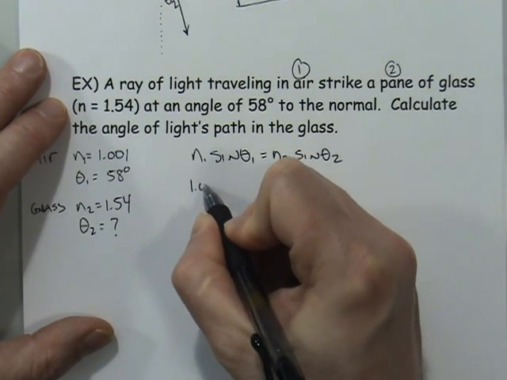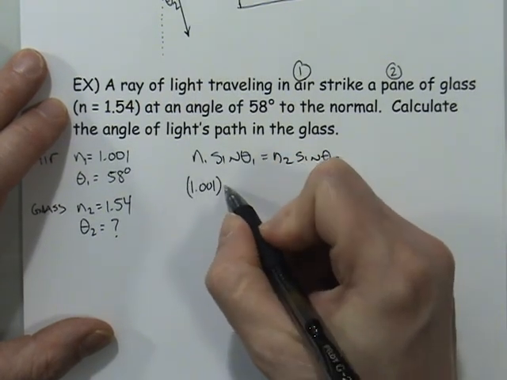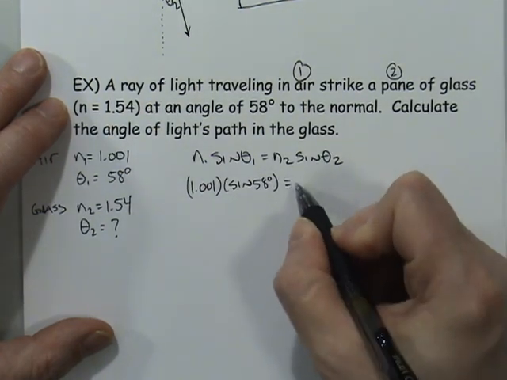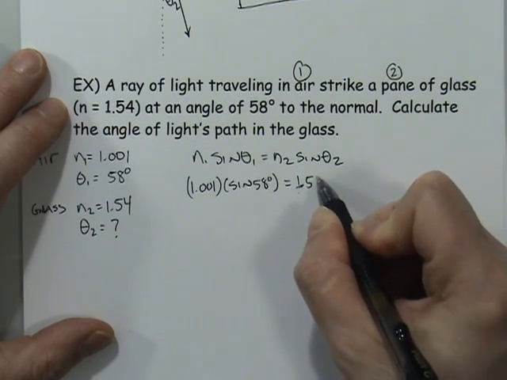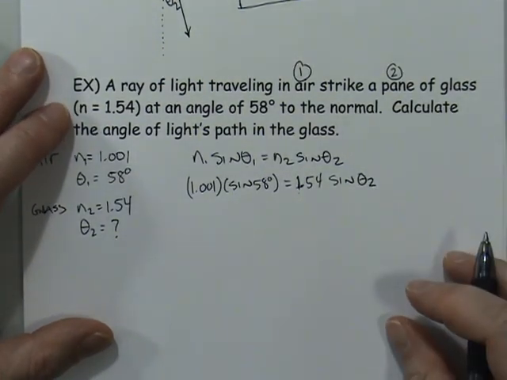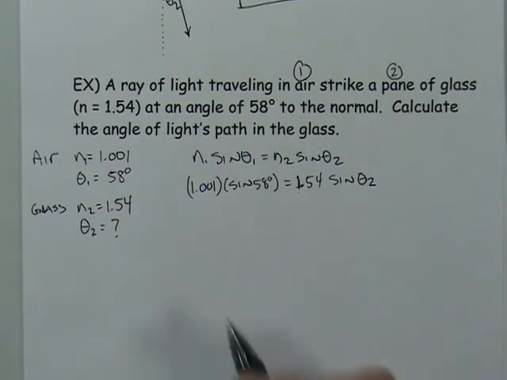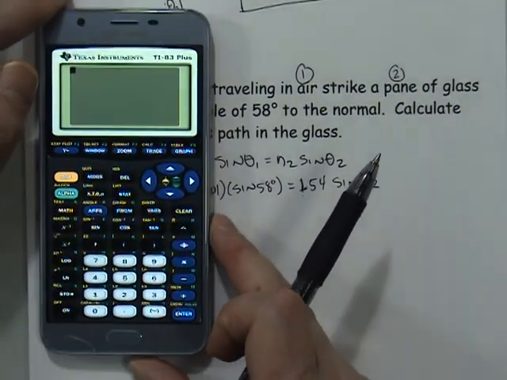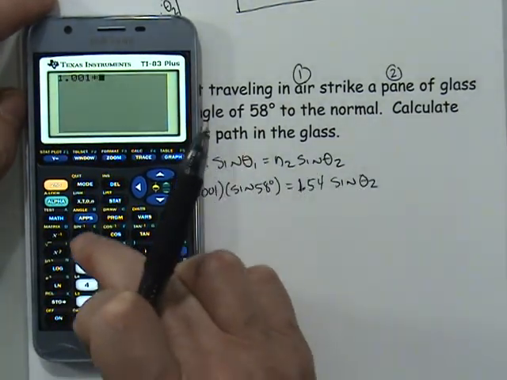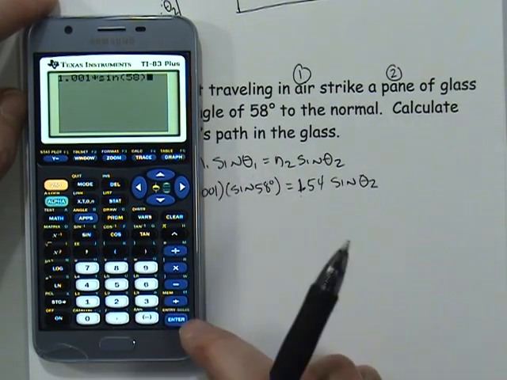So I'm just going to go ahead and plug in everything. 1.001 times the sine of 58 degrees must be equal to 1.54 times the sine of theta 2. Okay, now obviously 1.001 times the sine of 58 is not really going to change the sine of 58 very much, but let's take a look at how that calculation is going to work out. So let me bring out my calculator. I'm going to take 1.001 times the sine of 58, enter.